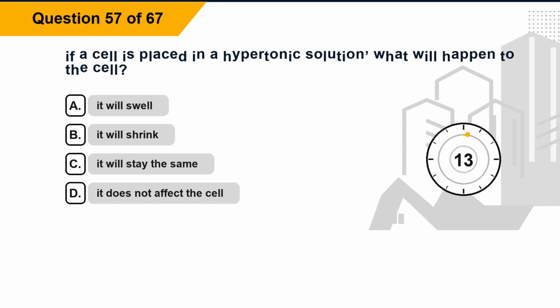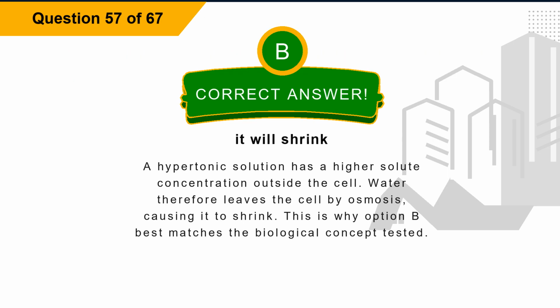Question 57. If a cell is placed in a hypertonic solution, what will happen to the cell? Option A, it will swell. Option B, it will shrink. Option C, it will stay the same. Option D, it does not affect the cell. The correct answer is option B, it will shrink.